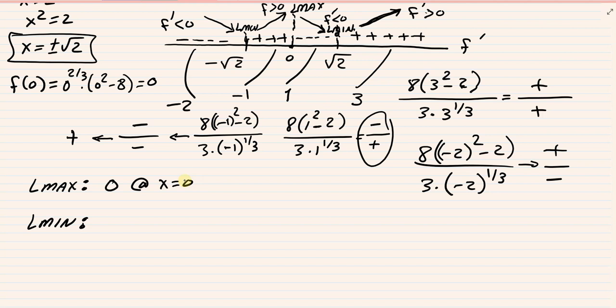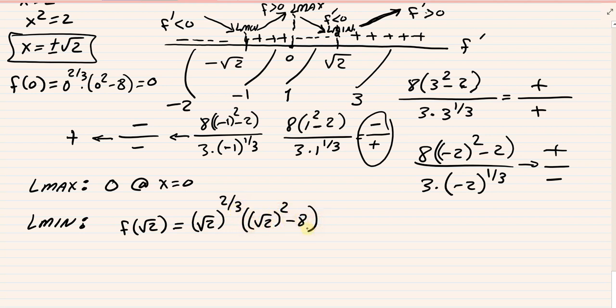The local min, we have two of those, right? The local min is going to be f at square root of 2, I didn't do f at root 2. And we're going to plug that into our function. Remember, it was x to 2/3 times square root of 2x squared minus 8, whatever that turns out to be. And let me simplify this one. It's not too bad to simplify.